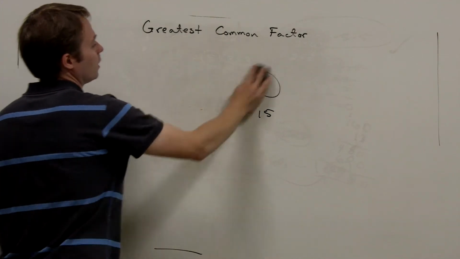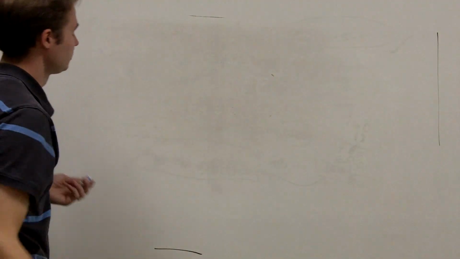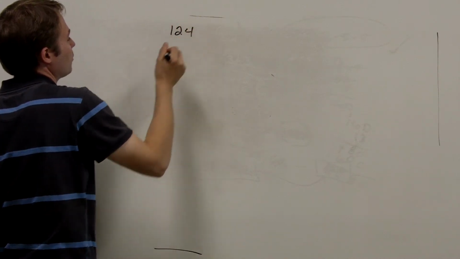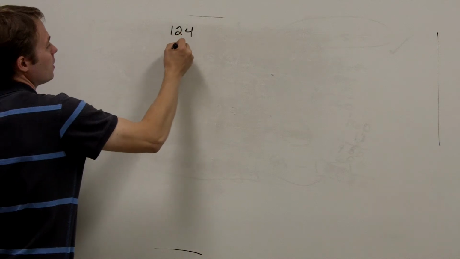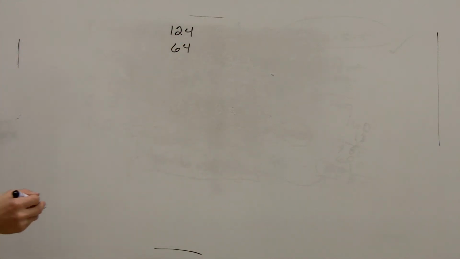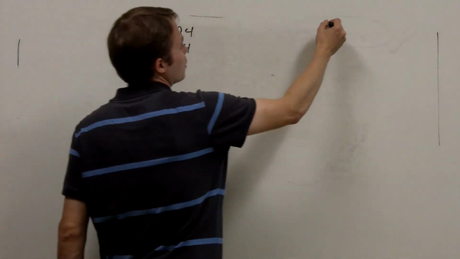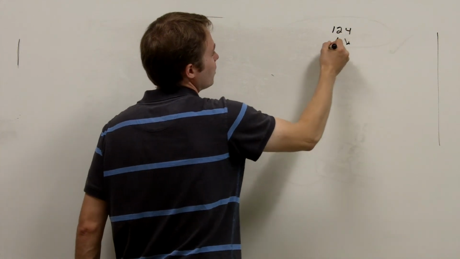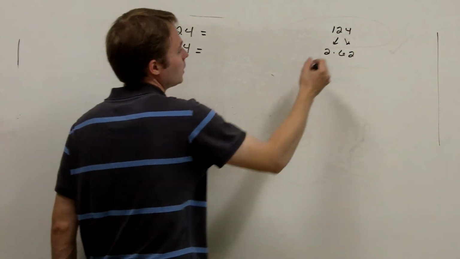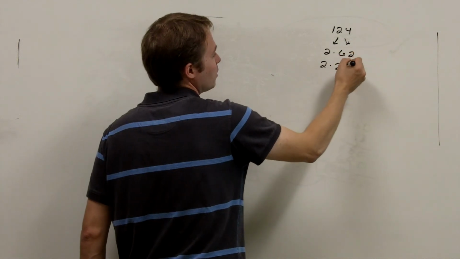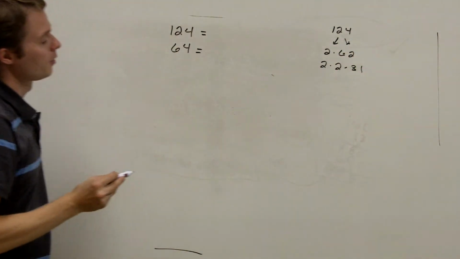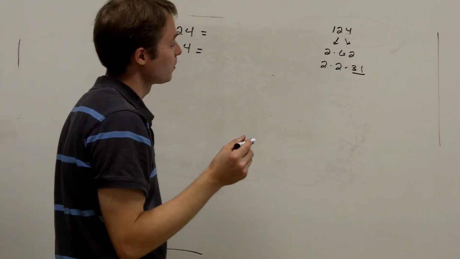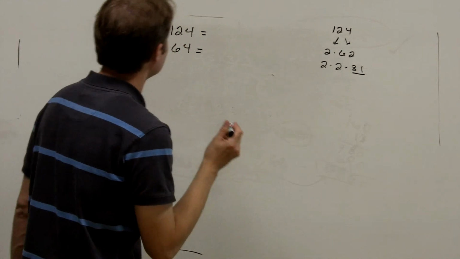So let's try one more example. So how about 124 and 64? What is the greatest common factor of these two? Well, again, I'm just going to break each of these down into their prime factorizations. So 124 is really 2 times 62. 62 will continue to break down into 2 times 31. And then 31 is a prime number, so it won't break down anymore. So that's as far as we can go with this one.